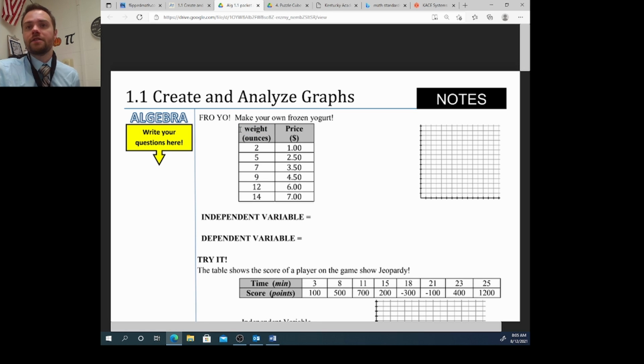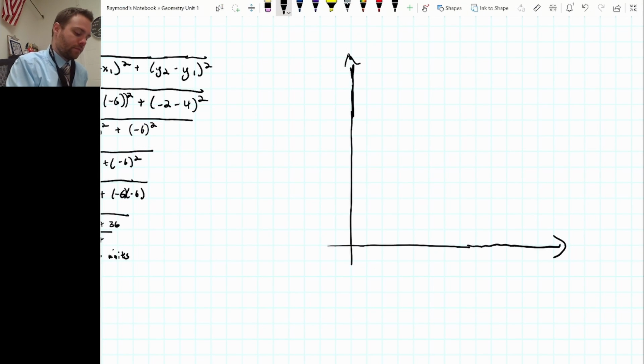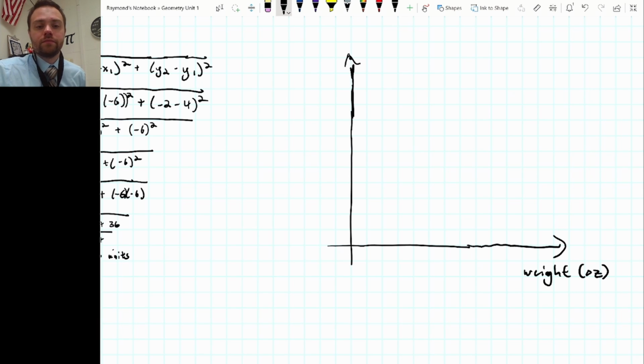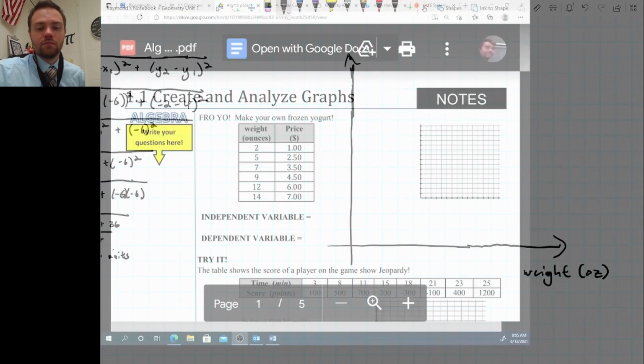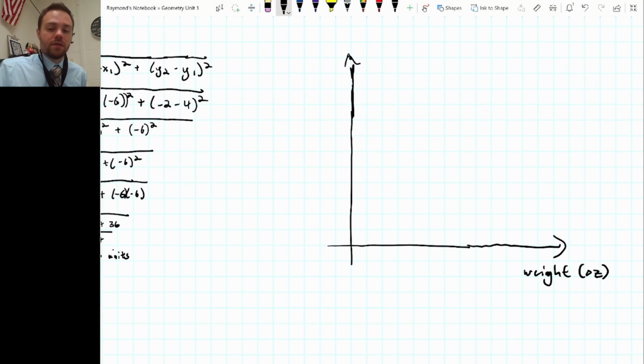The x-axis is your input, so that's the first column here. I'm going to label that first axis as weight. So this is weight in ounces. And then if I take a look at the y-axis, that's price in dollars. So this is price.